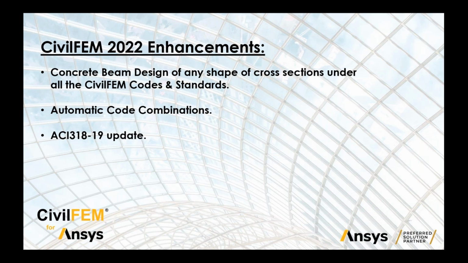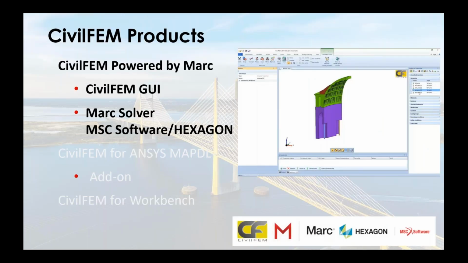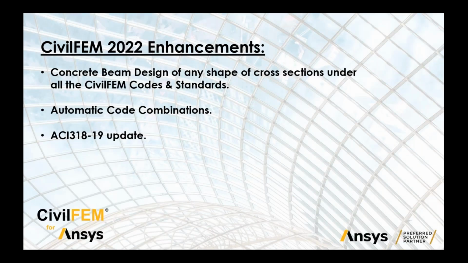We have improved the design tools for concrete beams. So now we are able to design any type of cross-section shape, not only the predefined ones, which are rectangular, I sections, T sections. Any section that could be defined by the user with any shape could be designed with CivilFEM. Also, automatic combinations based on codes, and we have updated the ACI 318 to the last version. So this is for CivilFEM for ANSYS.